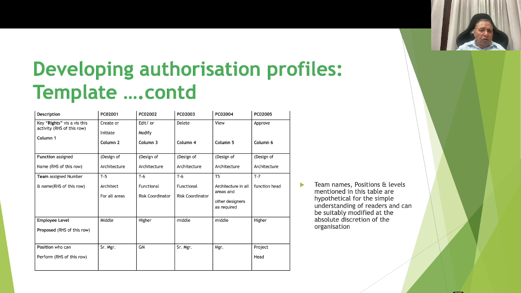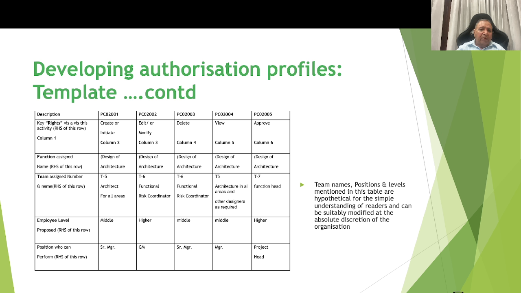The views can be given to any of the architects in all the areas, and the approval is suggested by the functional head, that is, different individuals or team members. The employee level proposed for creating is middle level. The editing or modification is proposed at the higher level. Deletion is proposed to be done by the middle level, view by the middle level, and approval by the higher level.